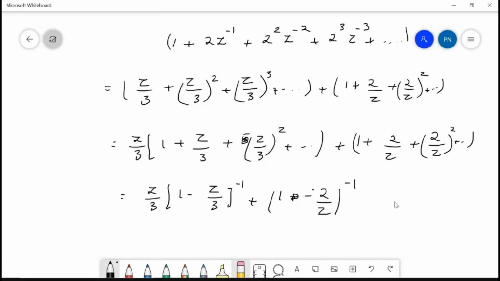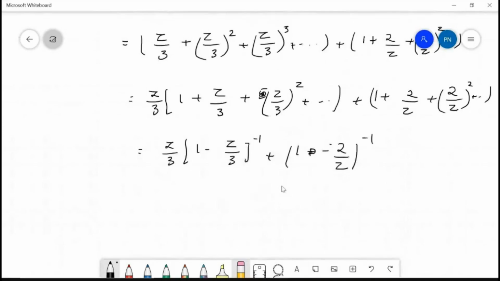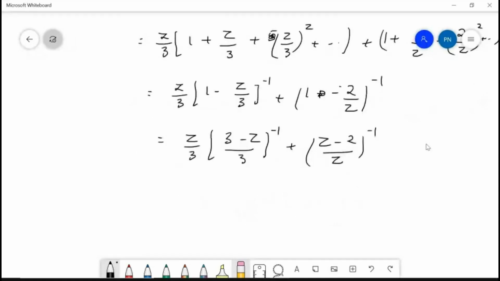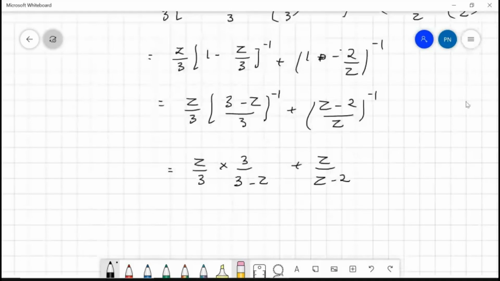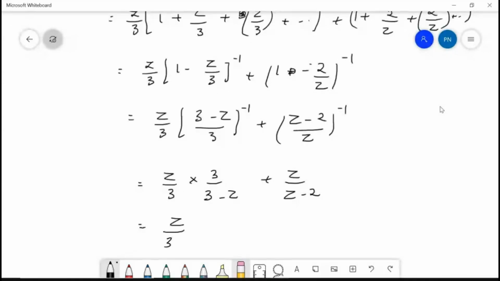Simplify these. Take the LCM and simplify. So we will get z by 3 into 3 minus z upon 3 whole raised to minus 1, z minus 2 upon z whole raised to minus 1. Take the reciprocals of these. So I can write z by 3 into 3 upon 3 minus z plus z upon z minus 2. We can cancel 3 in the first term. So we can write this as z upon 3 minus z plus z upon z minus 2. Take the LCM and simplify.